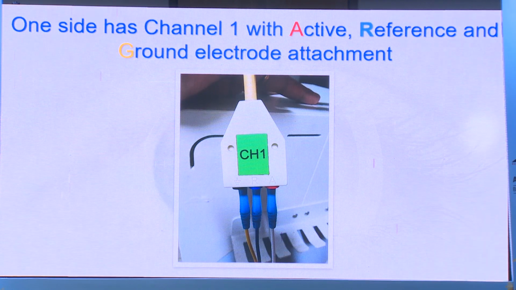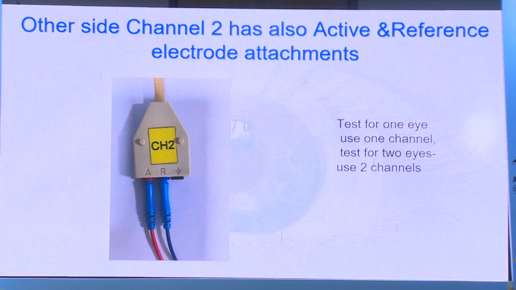These are the channels which connect the active, reference and the ground electrode. There are two types of channel: channel 1 and channel 2. If we are testing one eye, then we use one channel, and if we are testing two eyes, we usually have the two channel adapters.